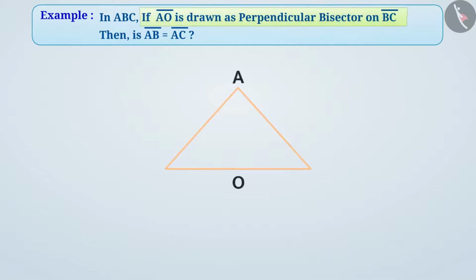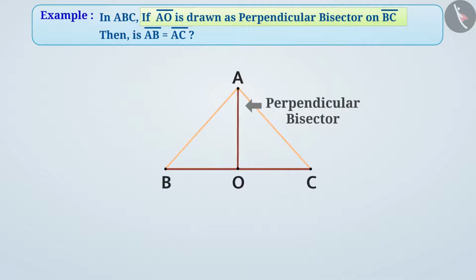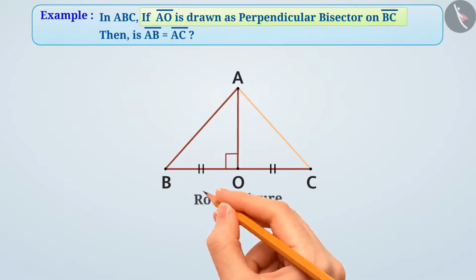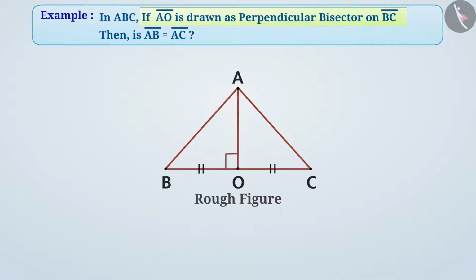We are given that line segment AO is perpendicular bisector of line segment BC. Try to think, what does this mean? Let us tell you. It means that line segment AO makes a right angle with line segment BC and also bisects BC in two equal parts. So by this, O is the midpoint of BC. Based on the given information, we can draw a rough figure of triangle ABC.